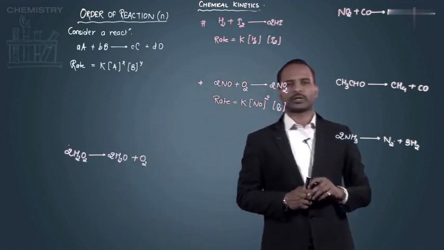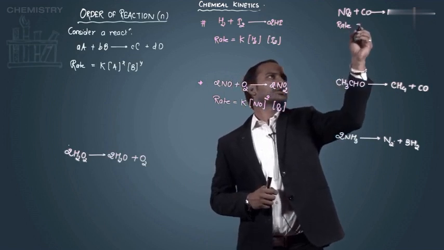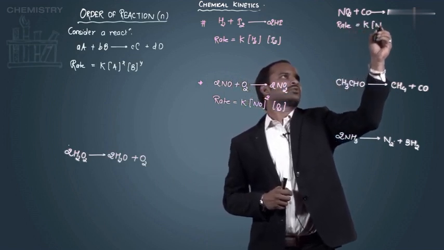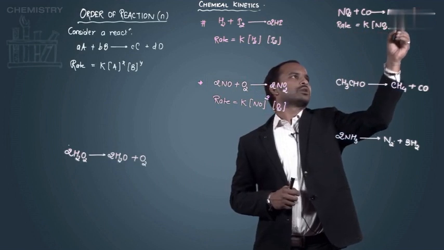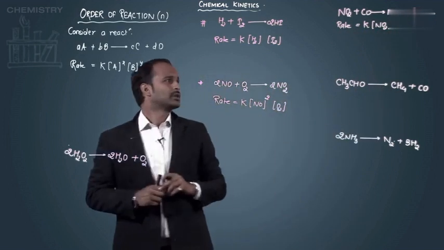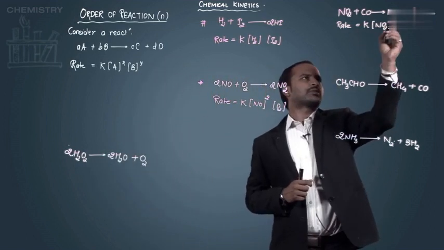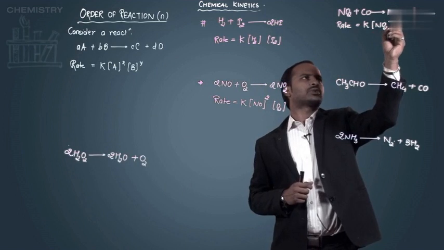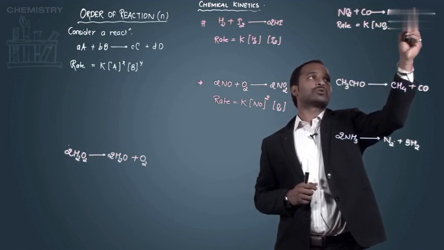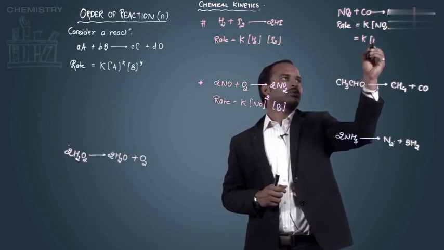Now let's talk about this particular reaction. Here rate is equal to K into the molar concentration of NO2 into the molar concentration of CO. Again for writing the rate law I can write this much. So again the question is the power. When I determine the power, I come to know that the power of NO2 is 2 and the power of CO is 0. It means here I can write K into NO2 whole square.